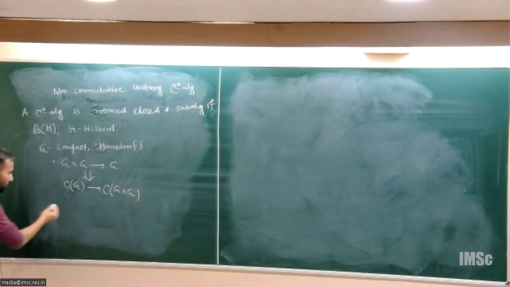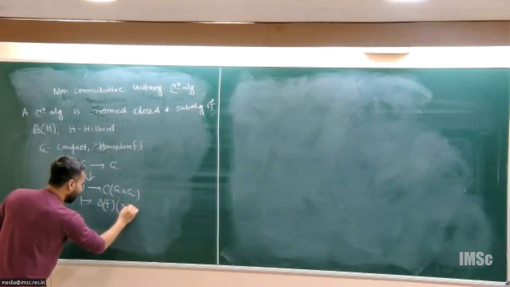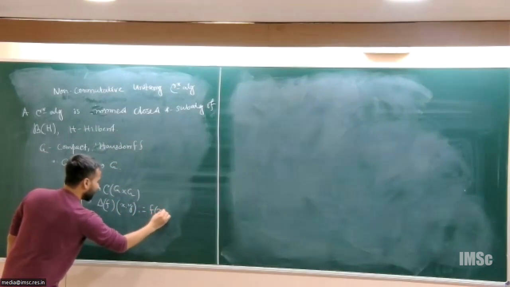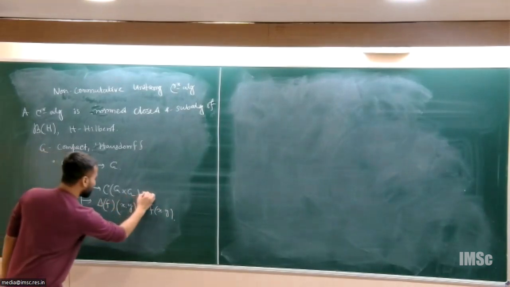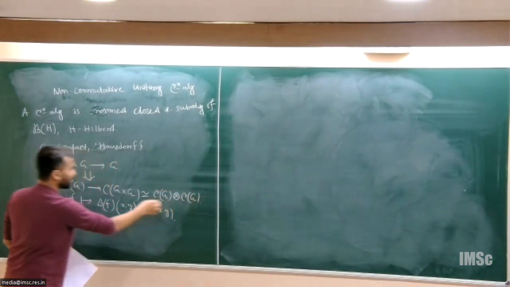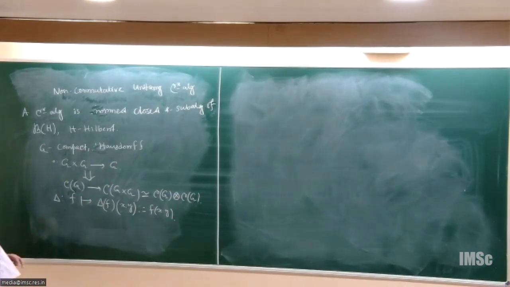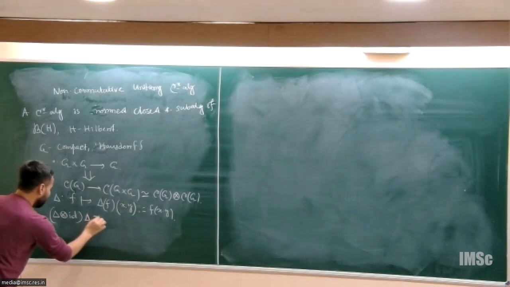If you take the composition here, one can define delta. Delta takes F to delta F, acting on (x, y) as F of x y. With this map, one can say that this is isomorphic with C(G) tensor C(G). Here tensor is the tensor product of C-star algebras, and there are a lot of tensor norms. Here we are taking the minimal one. For C(G), minimal, maximal, everything is the same.